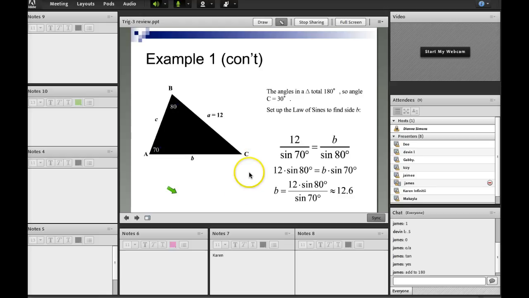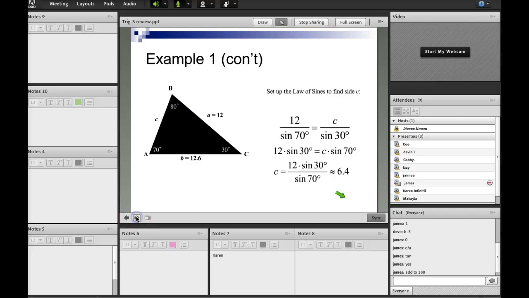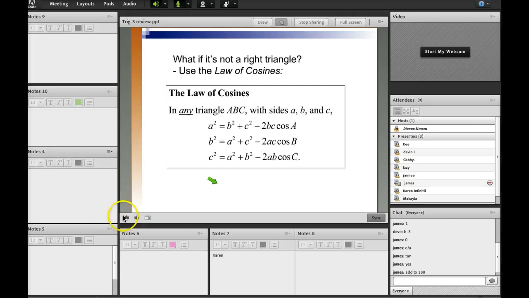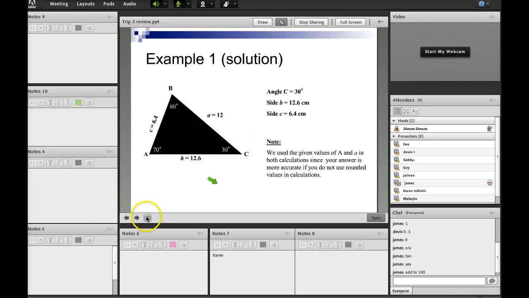Okay, so that's exactly what happened here. Angles in a triangle total 180, so angle C is 30. And then we're going to use law of sines, and we get side B is 12.6, and side C is 6.4. Okay? Law of sines. You have to know 3 of the 4, all right? Pretty easy, pretty straightforward.